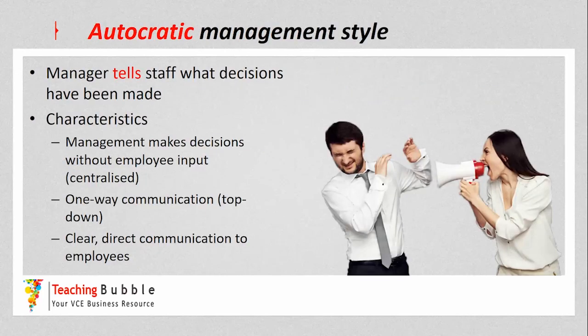So the first one is the autocratic management style. This is where the manager tells the staff what decisions have actually been made. Some common characteristics are that the manager makes decisions without any employee input, which we call centralized decision making. Also, one-way communication, in that the manager is the only one communicating to the employee. They're not seeking feedback from the employees. They're just making decisions and communicating clearly and directly to the employees. As a result, there's really clear, direct communication, so the employee understands fully exactly what they need to do, but they don't know why a decision's been made and they don't have any involvement in decision making.